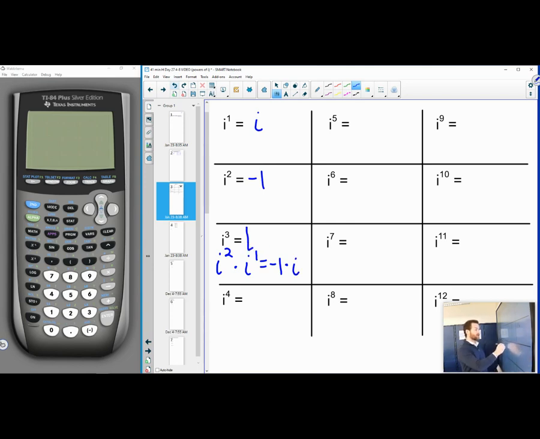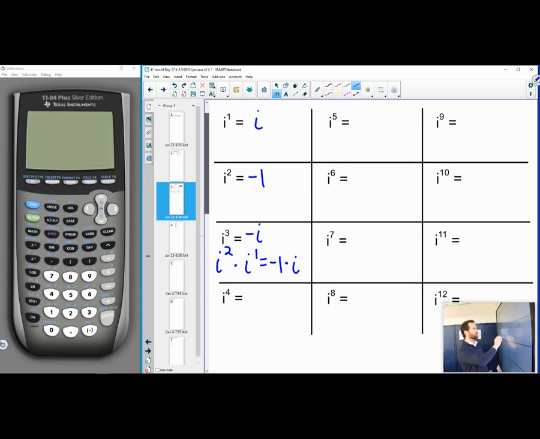And now we are in a position to say, okay, what does i to the third actually equal in its simplest form? And that's -1 times i. Well, -1 times anything is just that thing negative, so -i. i to the third equals -i.